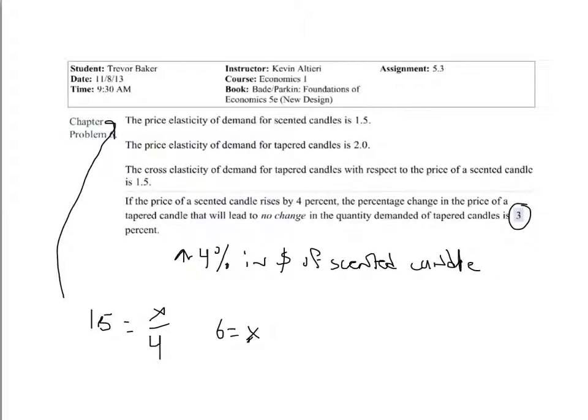Like, if we were gonna find the quantity demanded for tapered candles, wouldn't it be... No, and what you asked is if we were going to find the quantity demanded change for tapered candles, wouldn't it be 8? Because of the price elasticity of demand for tapered candles being 2, right? And the reason that's not the answer is very simply because the price elasticity of demand for tapered candles is the percent change in quantity demanded of tapered candles over the percent change in price of tapered candles. And we have neither of those bits of information right now.